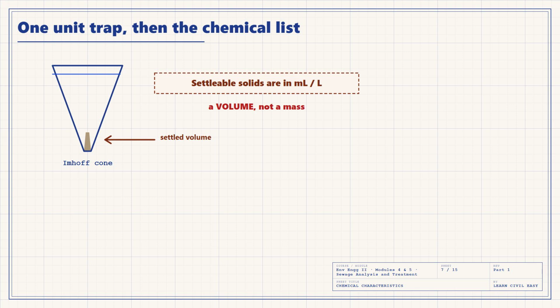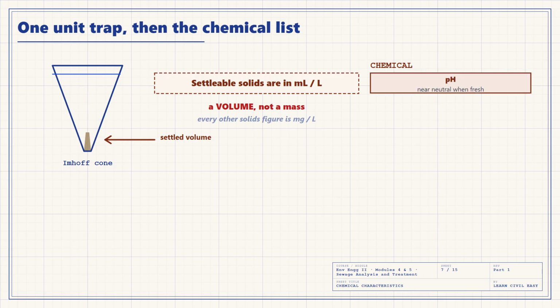Every other solids figure is a mass. Get that unit wrong and you lose the mark. Now the chemical characteristics. The pH of fresh domestic sewage is close to neutral and a sharp swing tells you an industrial discharge has entered the sewer.